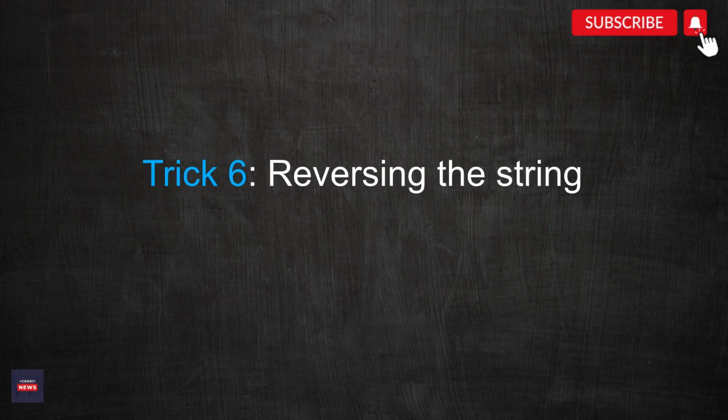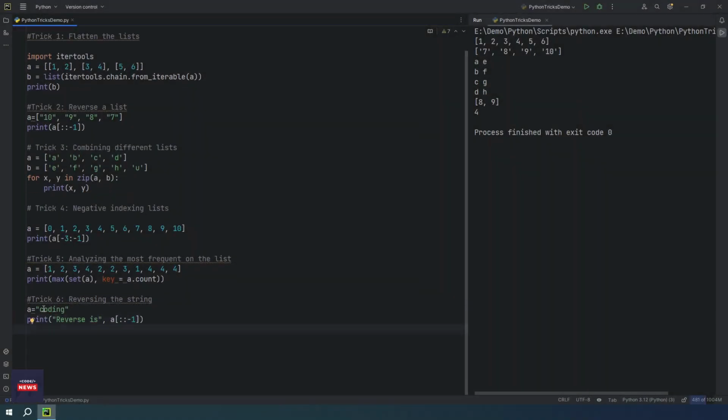Trick number 6, that is reverse the string. We have a string value coding. So coding will be reversed if you run the program. So you will see coding is reversed. All characters are reversed from this string with the help of string slicing.